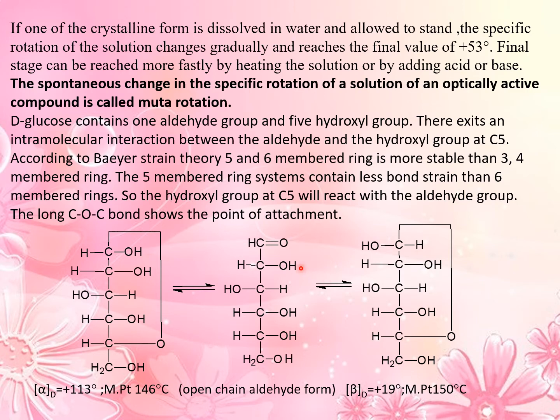Now, we will imagine the C double bond O is present towards the left hand side. Then this oxygen will attach with this carbon, and with the oxygen at the left hand side we arrive at this product, beta D-glucose. Its melting point is 150 degrees Celsius and specific rotation is plus 19 degrees. Alpha D-glucose has a melting point of 146 degrees Celsius and specific rotation of plus 113 degrees.